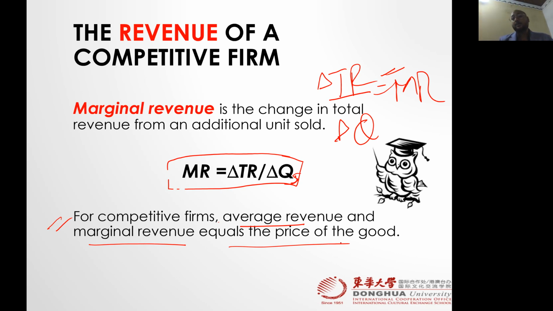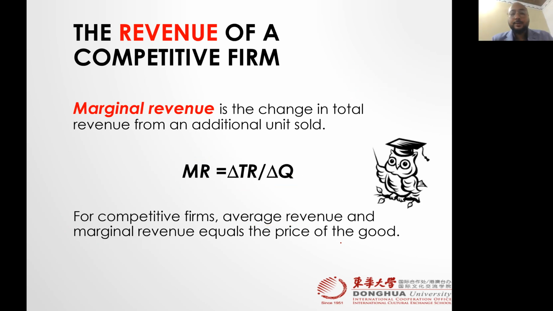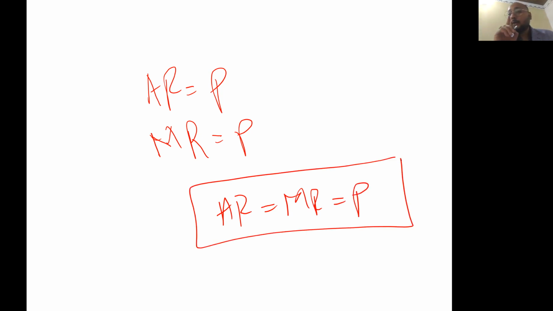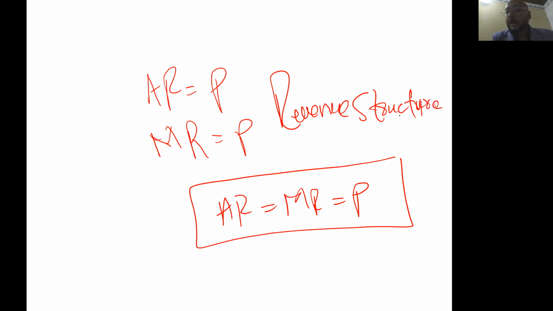Amazing. So that is the foremost condition for the revenue structure of competition: average revenue is equal to price and also marginal revenue is equal to price, which means AR is equal to MR is equal to price. So that is the revenue structure of competition.